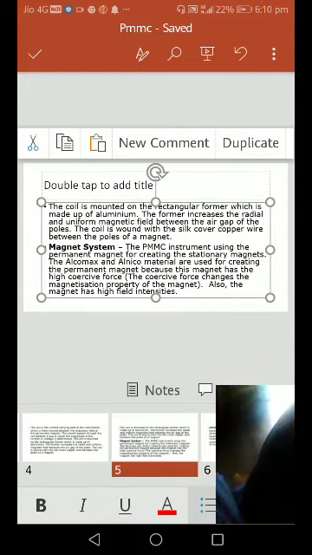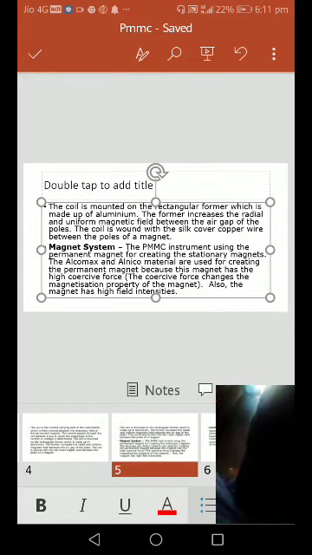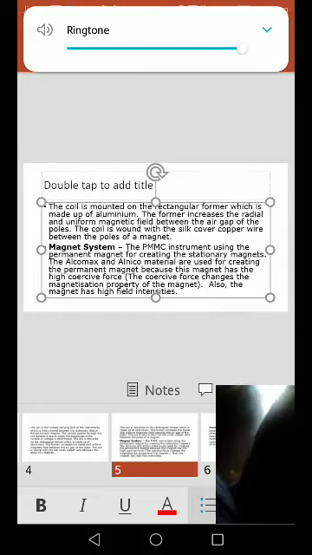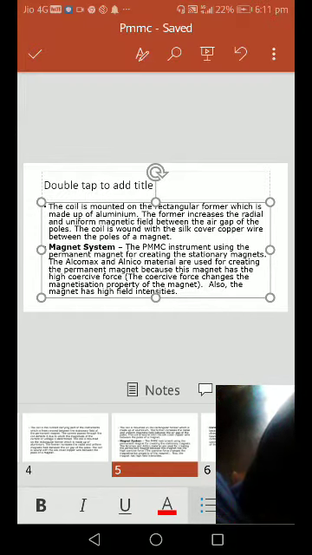Then you have to construct this magnetic system, the PMMC instrument magnet system.